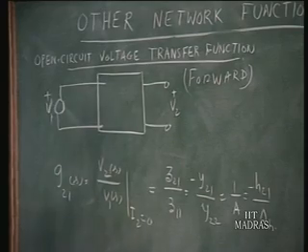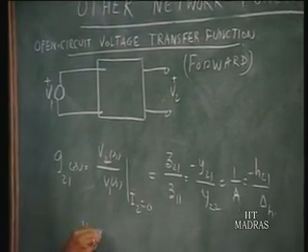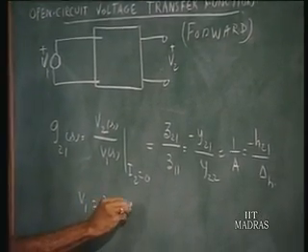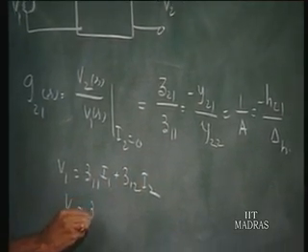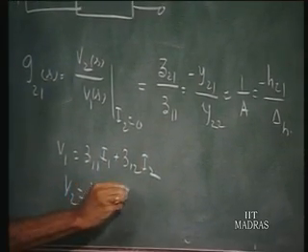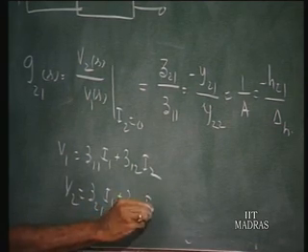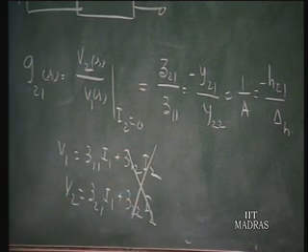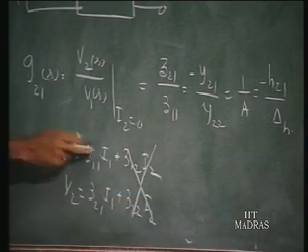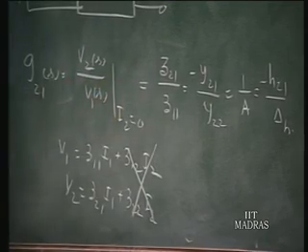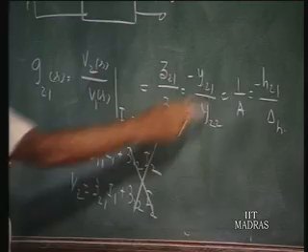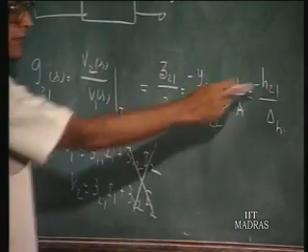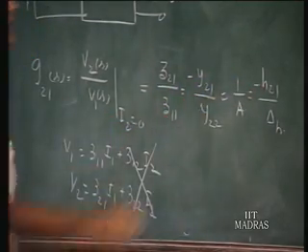Z21 by Z11. For example, you have V1 equals Z11 I1 plus Z12 I2, and V2 equals Z21 I1 plus Z22 I2. And when I2 is 0, these two terms get cancelled out. The ratio of V2 to V1 is Z21 over Z11. Likewise, you can show that this is also equal to minus Y21 over Y22. This can also be shown to be 1 over A or minus H21 by delta H.